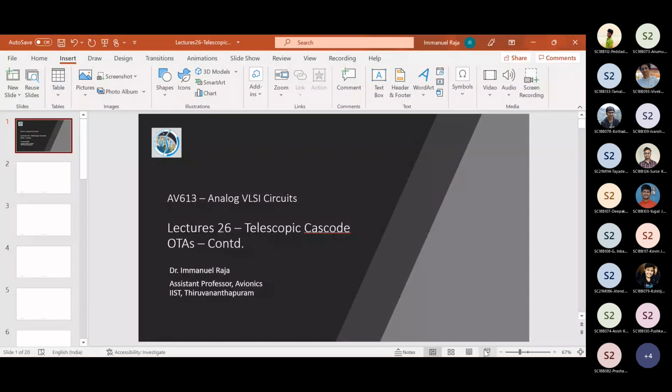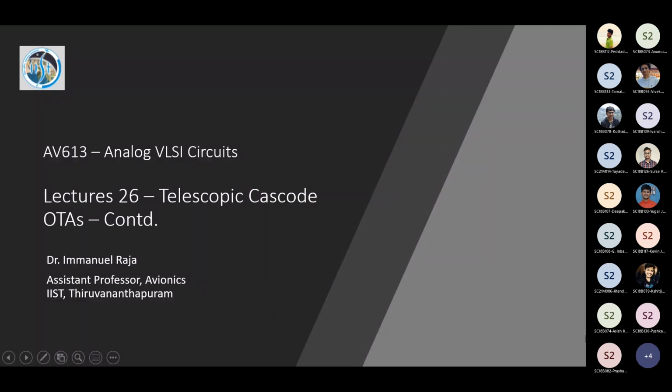So in the previous class, we were looking at telescopic cascode OTAs. We saw how telescopic cascodes can provide us with much higher gain, at the expense, of course, of bandwidth. But not only that, we also saw that there are some very severe restrictions on the input and output swing limits, or the input common mode range as well as the output swing limits or the output common mode range. We looked at bandwidth, we looked at the non-dominant poles that are there in the circuit. We also looked at the voltage swing limits and so on. So today we'll just continue.